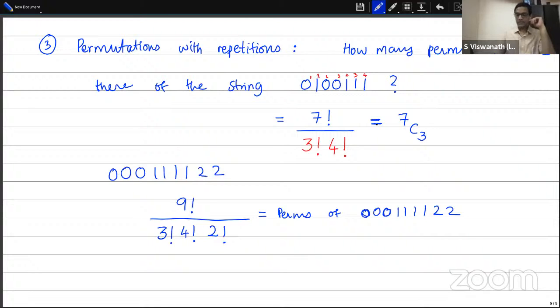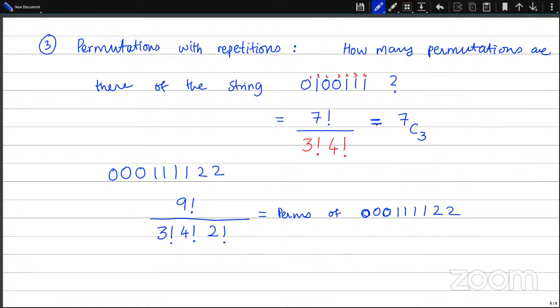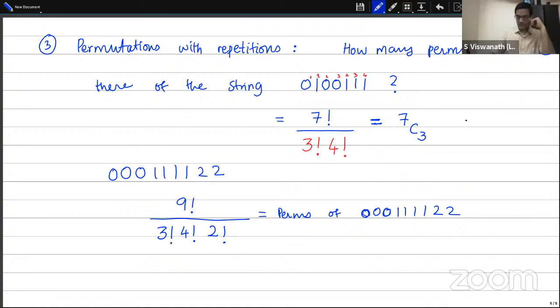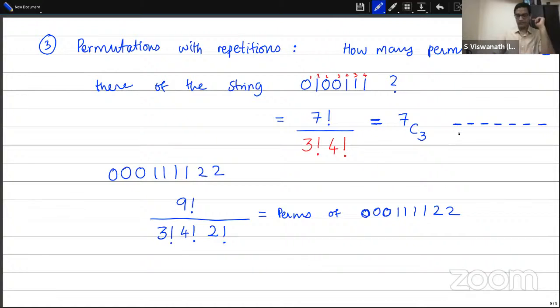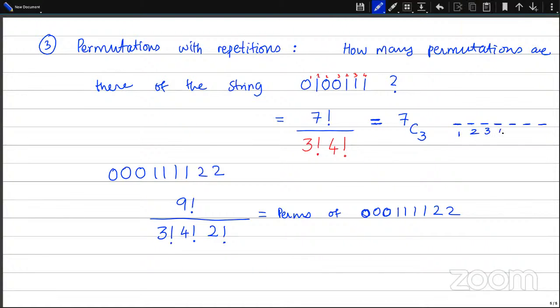So why is the number of permutations of 4 ones and 3 zeros just 7 choose 3? How is it a combinations problem? We can think like this. Suppose there are 7 places, 1, 2, 3, 4, 5, 6, 7. And we have to fix 4 ones. So the number of possible positions for the ones is 7 choose 4.